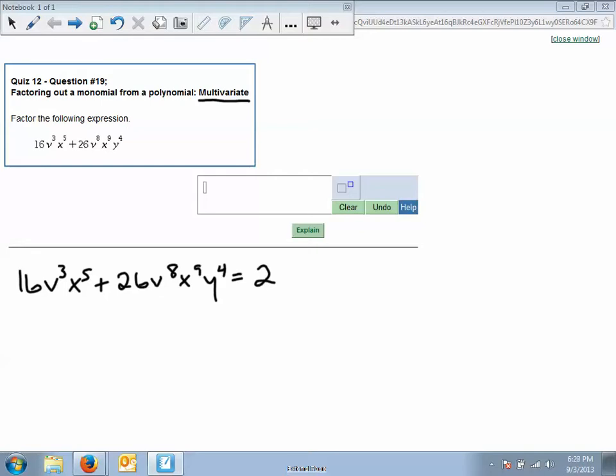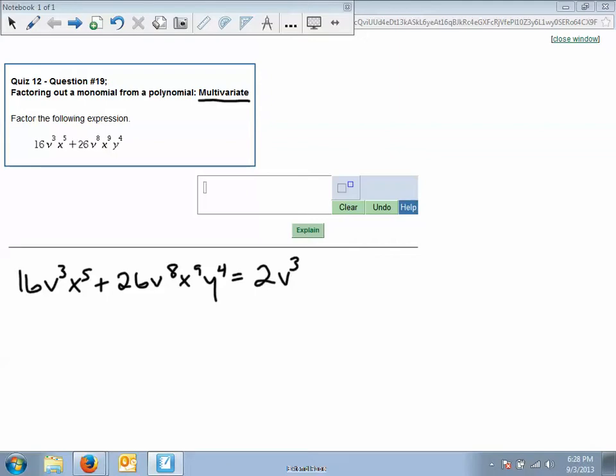We have v to the third in the first term and v to the eighth in the second term. So what that means is we can divide out 3 v's from both of them. We can't do any more than 3 because v to the third in the first term would cancel out with the v to the third that we took out in the beginning. So when you're looking at these, whichever one has the smaller exponent, that's the biggest amount that you can take out. So here we can take out v to the third.